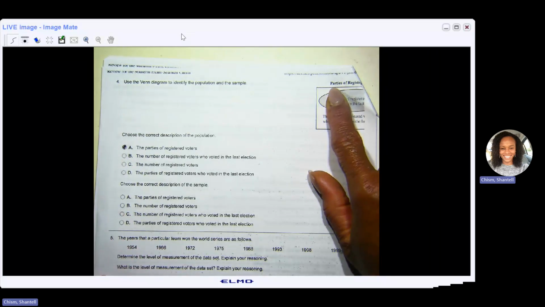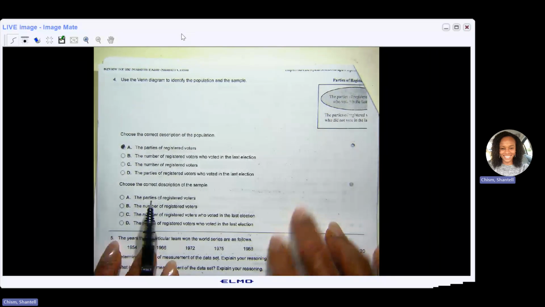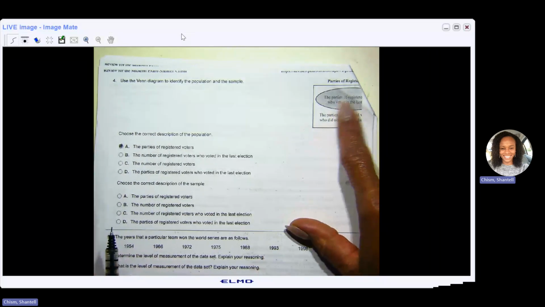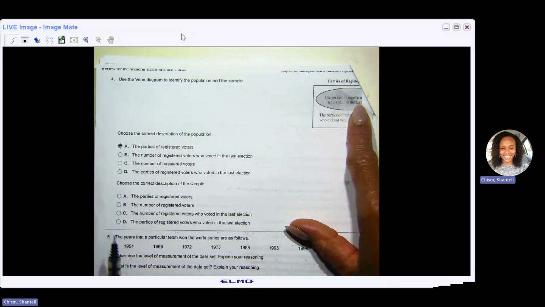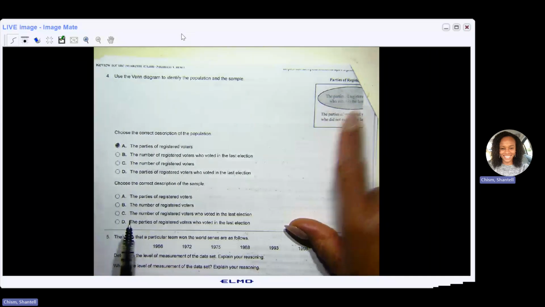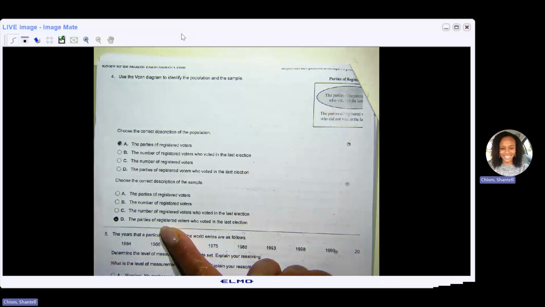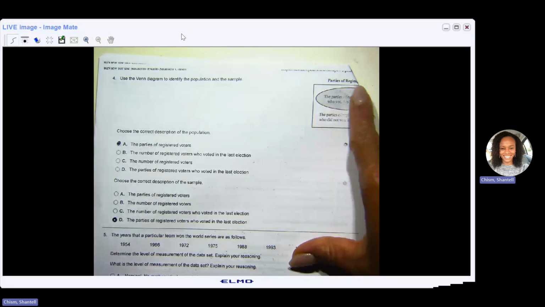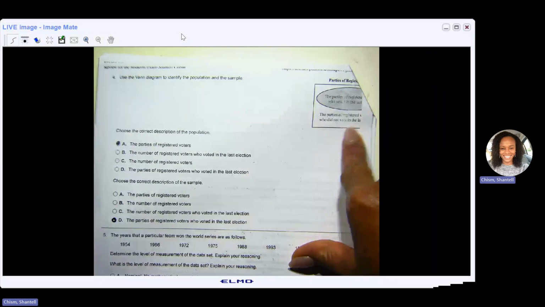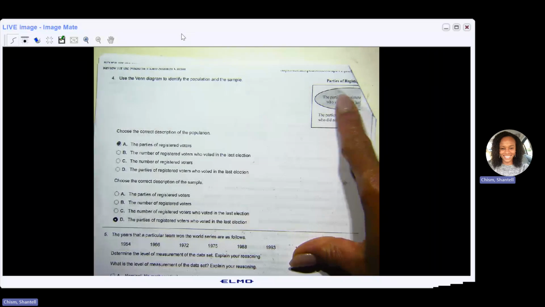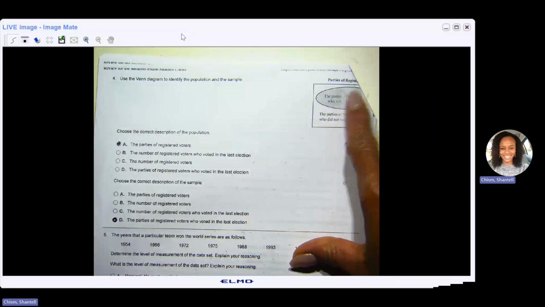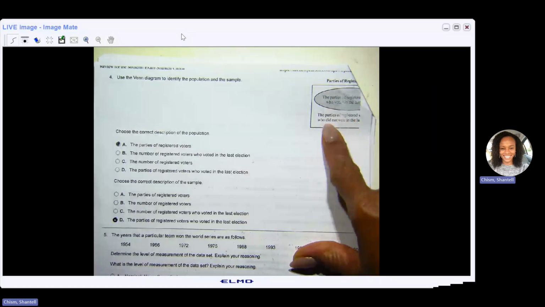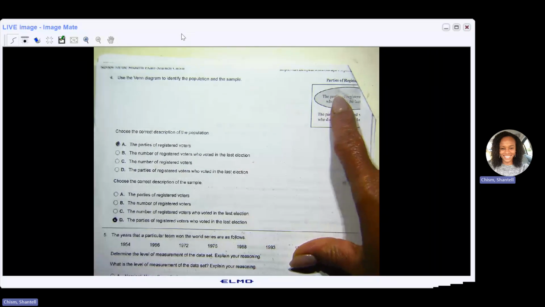And then choose the correct description of the sample. This sample in the oval is the parties of registered voters who voted in the last election. So that would be D. Out here in the sample space, this whole box represents the whole population. So you've got a sample here of parties of the registered voters who voted. And then out here, outside of this oval, the parties of registered voters who did not vote. But we're interested in that sample.